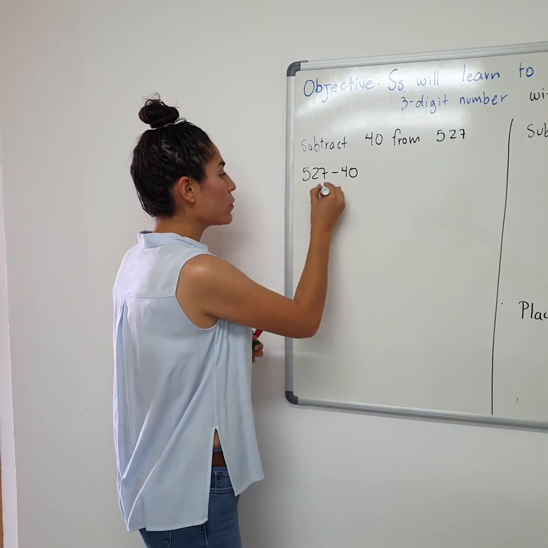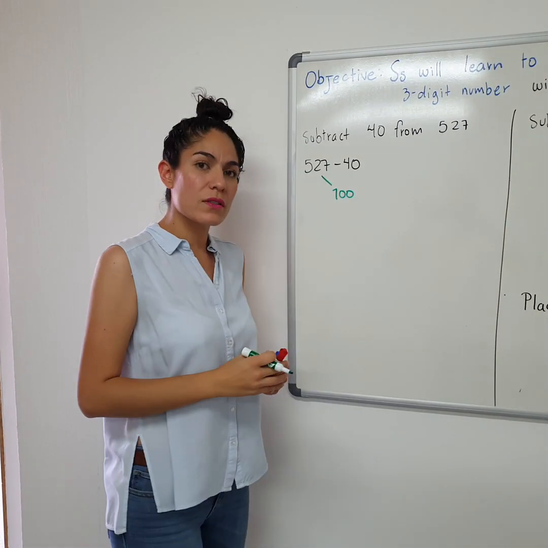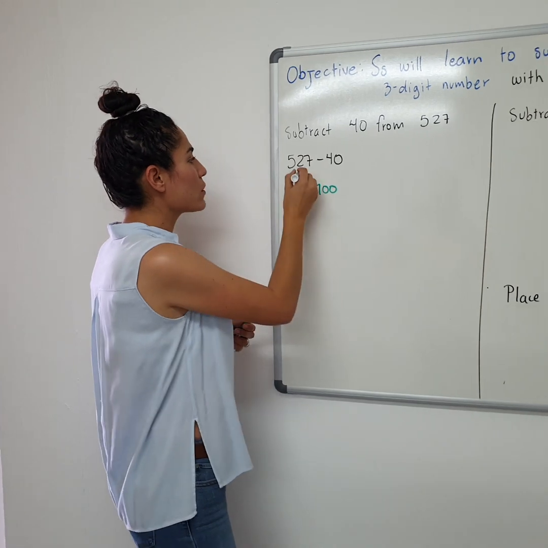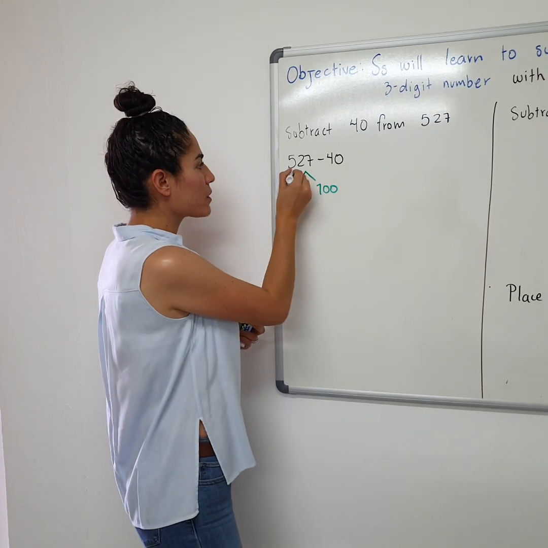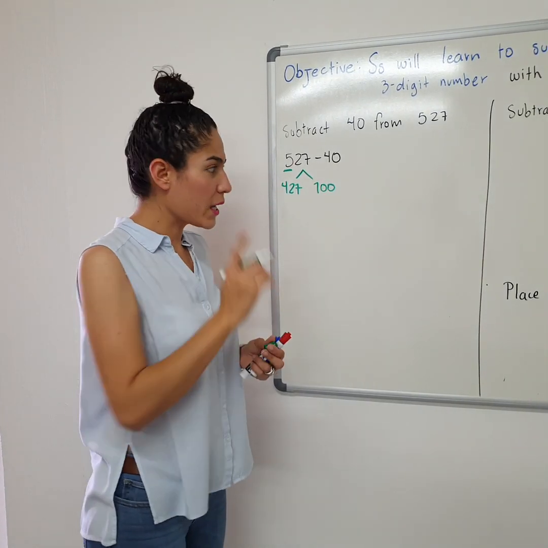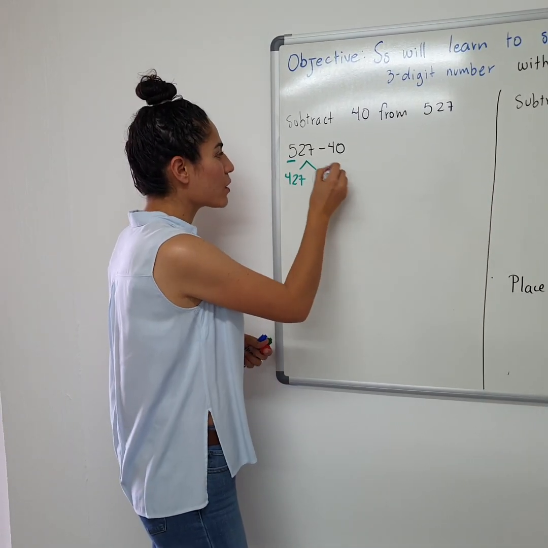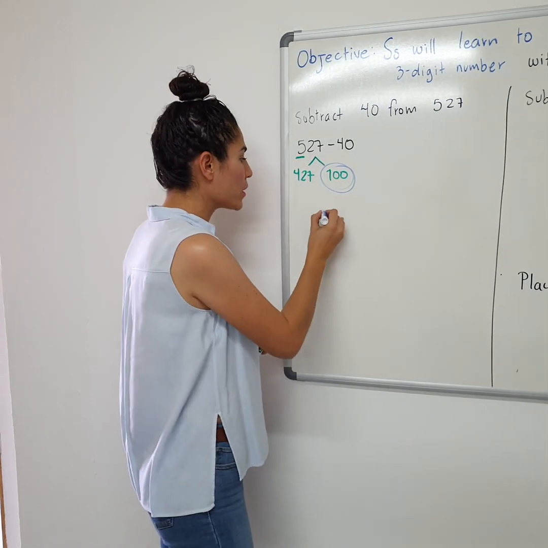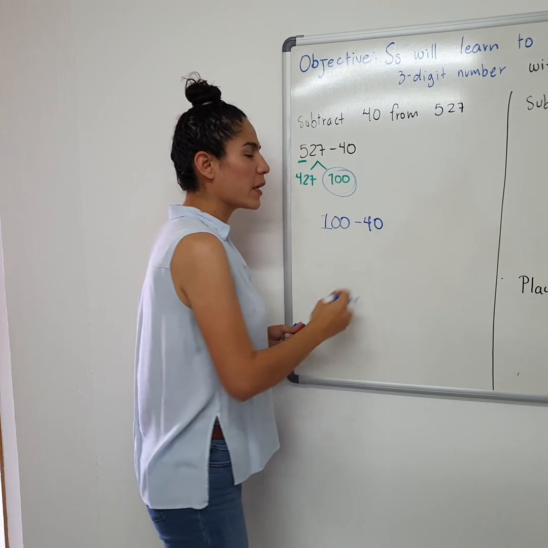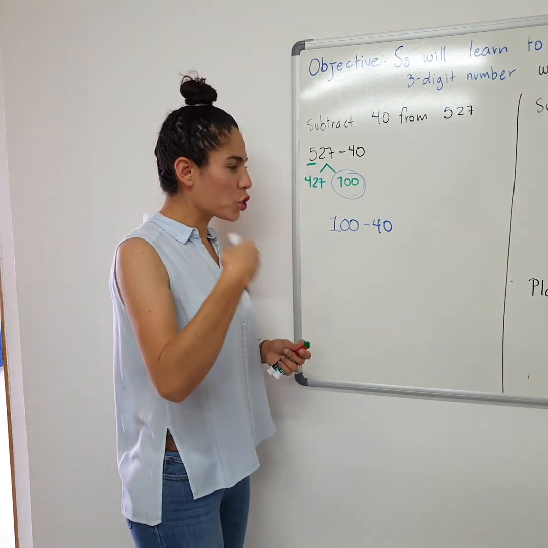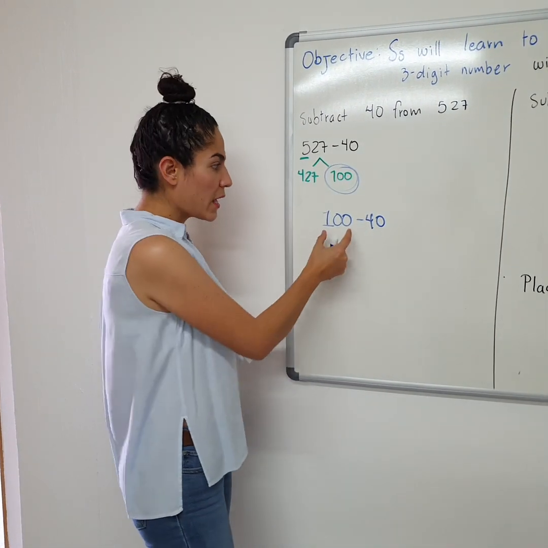If I want to get my 100, what I have left from this 527 is going to be 427. Why? Because I am taking away 100, okay? That's the first step. I'm going to use this 100 to subtract the 40 that I have in here. Maybe you're going to start to remember. This is the way we used to do it with ones, but now we're doing it with tens.